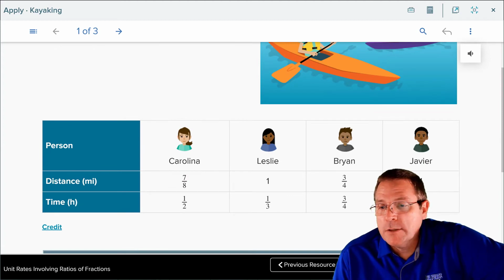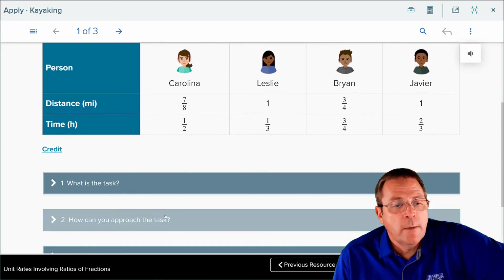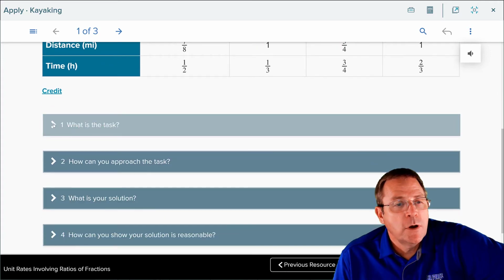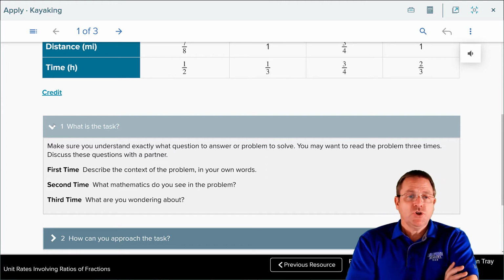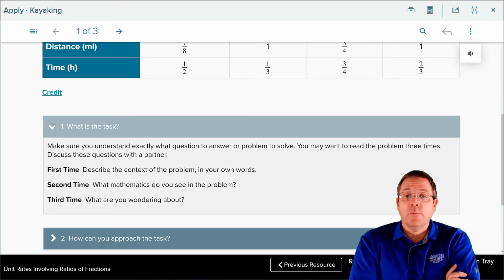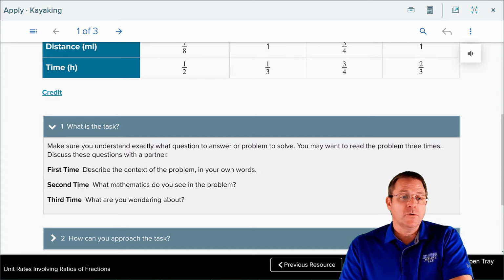And here we've got some pretty funky numbers to work with. Now we're going to scroll down because we're going to have four different things going on. First off, what's the task? Make sure you understand exactly what the question is to answer or problem to solve. You may want to reread it 3 times. The first time, describe the context of the problem in your own words. The second time, what mathematics do you see in the problem?